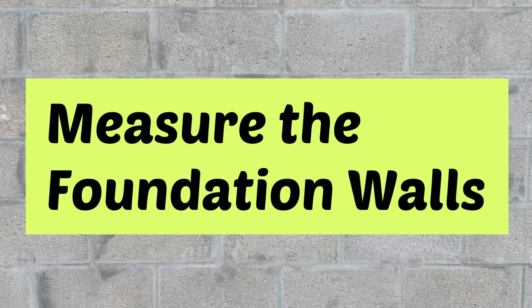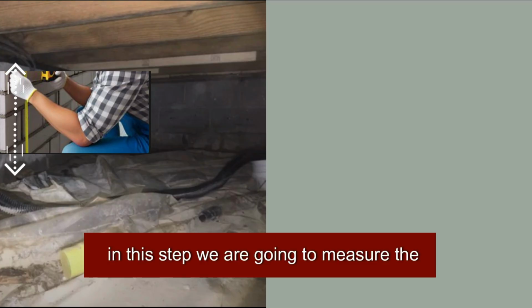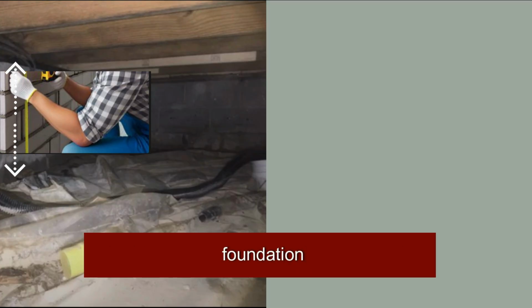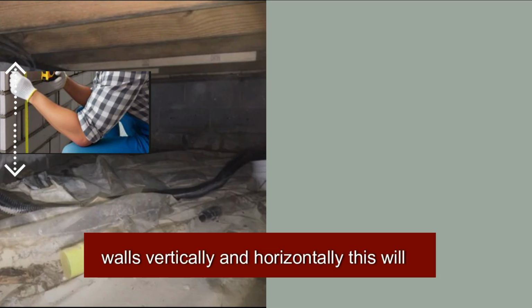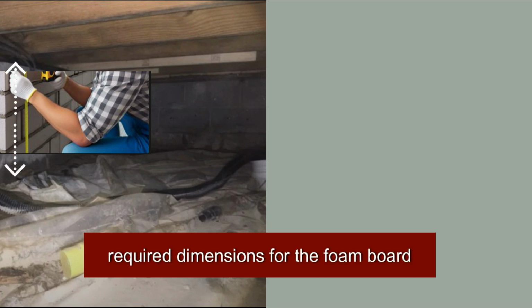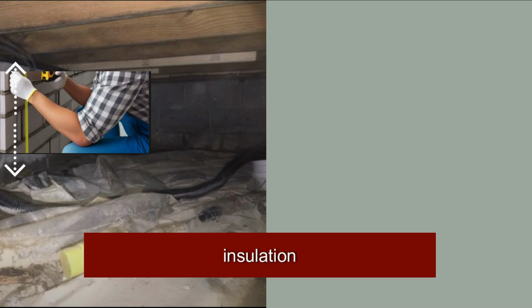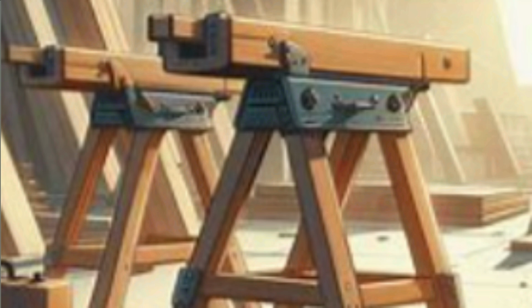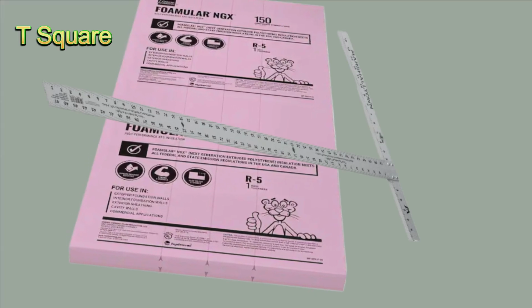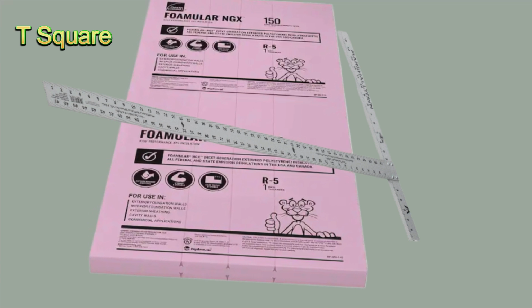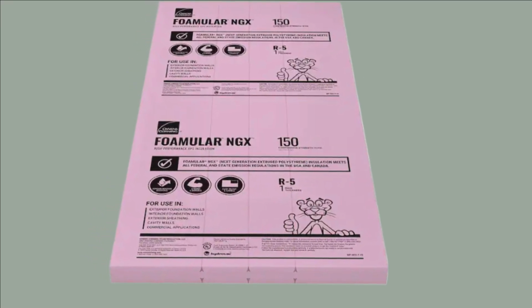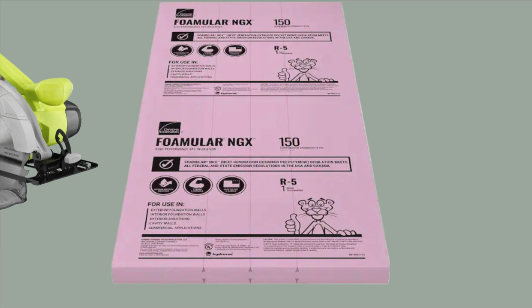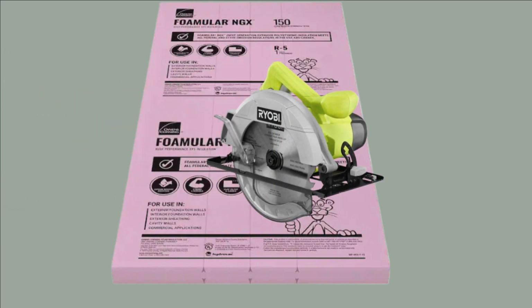Measuring the foundation walls. In this step, we are going to measure the foundation walls vertically and horizontally. This will give us the required dimensions for the foam board insulation. Once you have your measurements, using a set of sawhorses outside of the crawl space is the best way to support the foam board while cutting it. A T-square is a great tool to keep you in line when marking your measurements. And next, we can use our circular saw to make the cuts we just marked in the last step.